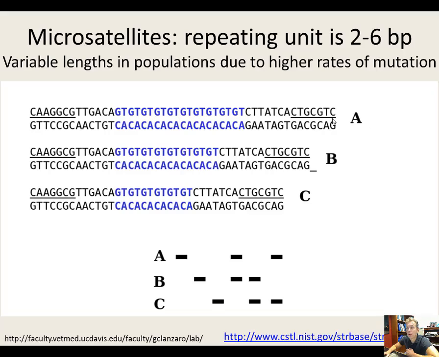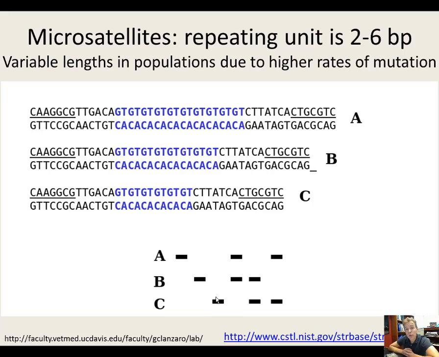If you were to do this for A, you would get a very heavy or long band because it's at the top of the gel. It doesn't travel very far into the gel. B is a shorter microsatellite, and so it travels sort of an intermediate distance in the gel. Finally, C is the shortest. It travels the furthest in the gel.